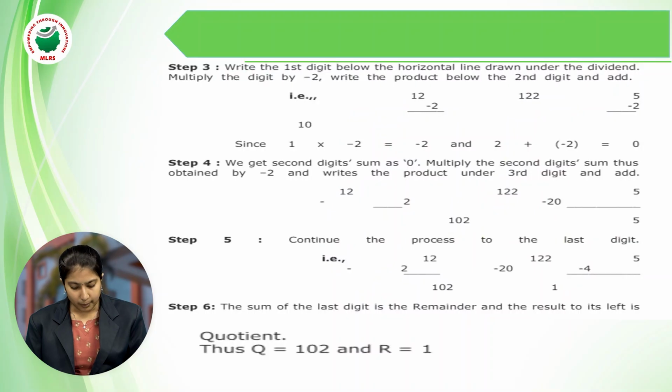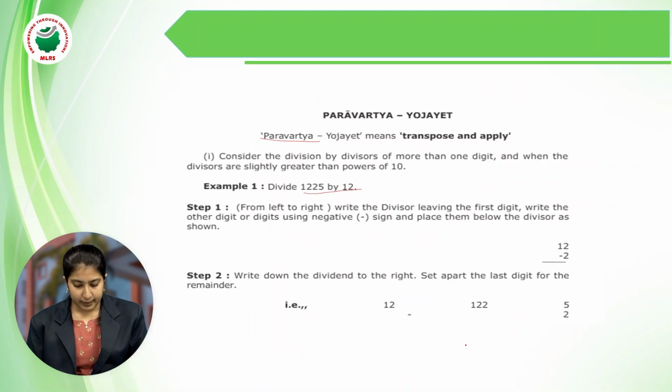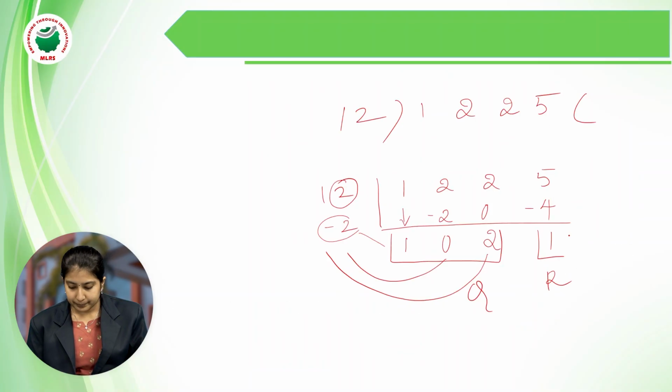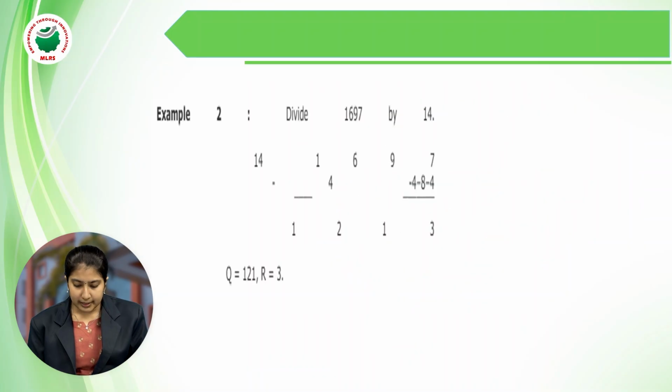Let's go to another problem. See, here we have quotient 102 and remainder is 1. And this is the theoretical explanation of how I have proceeded. Next, let us take another example.